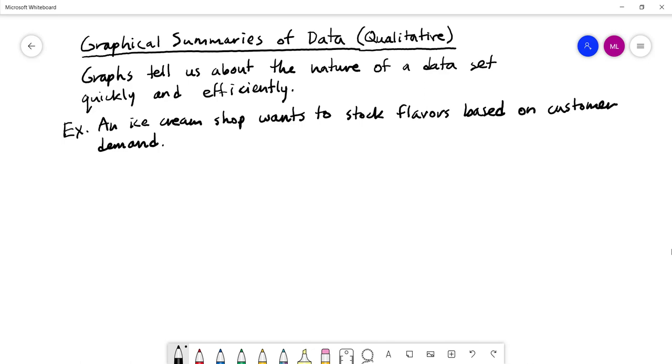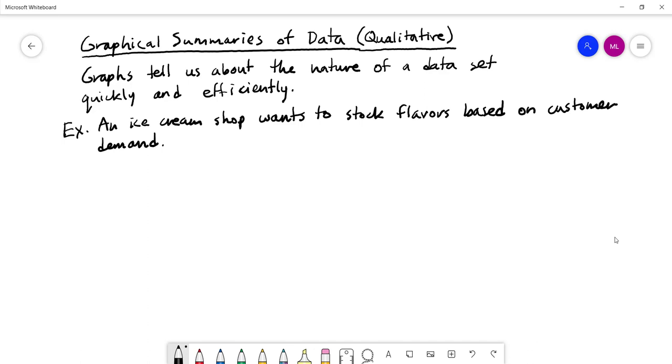So how would we go about doing this? If we were either the owners of the ice cream shop or we were hired to help them, how would we go about doing something like this? The first thing we'd want to do is figure out what customer demand looks like. So this would require taking a sample, and that's what we focused on in the previous chapter, in chapter one. So we would want to take some sort of sample. How could we do this?